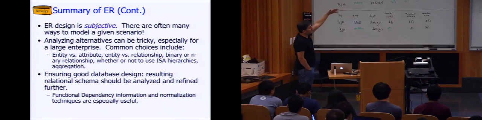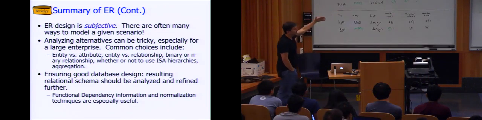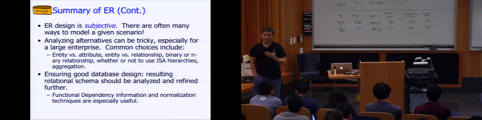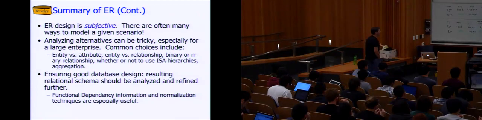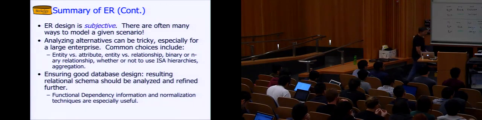Okay, but that's not enough, actually, so the resulting relational schema we'll see can be analyzed and refined quite a bit further. This functional dependency information and the notion of normalization are what we'll talk about next.